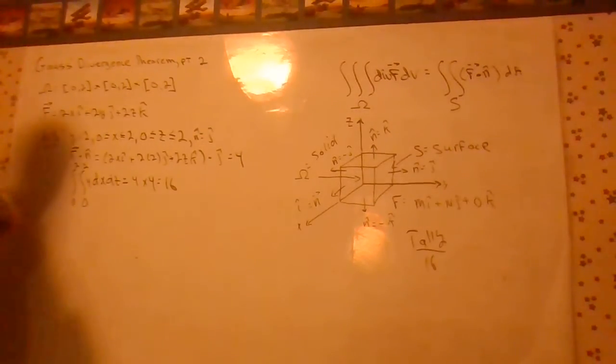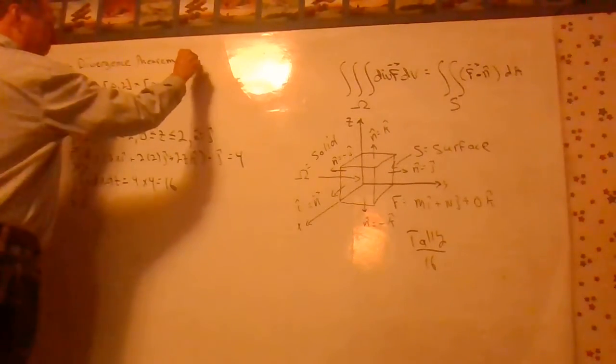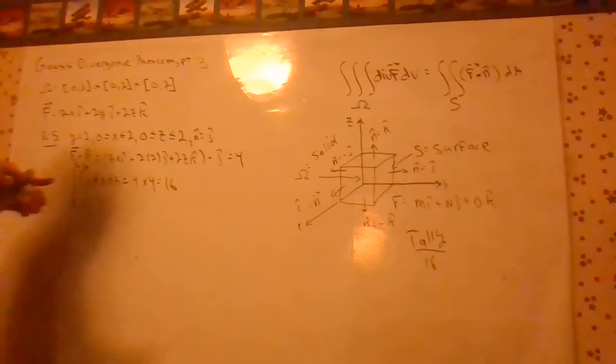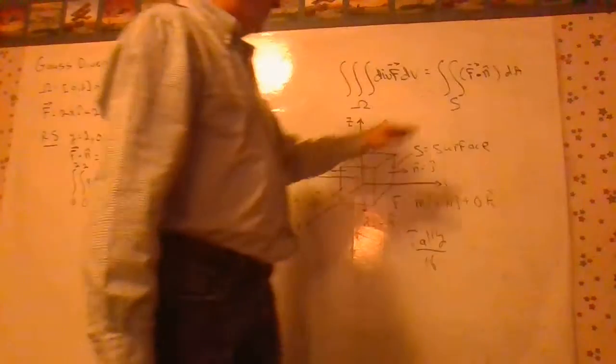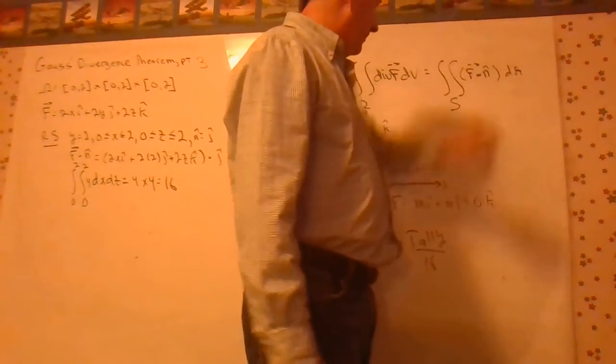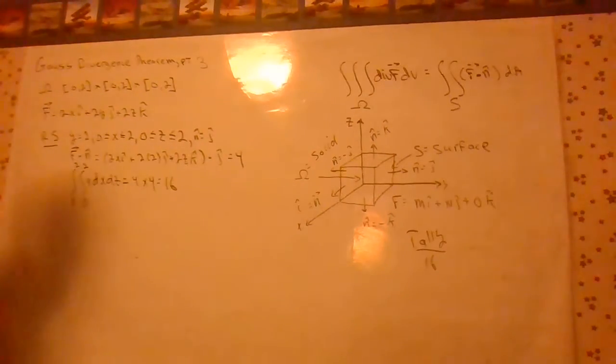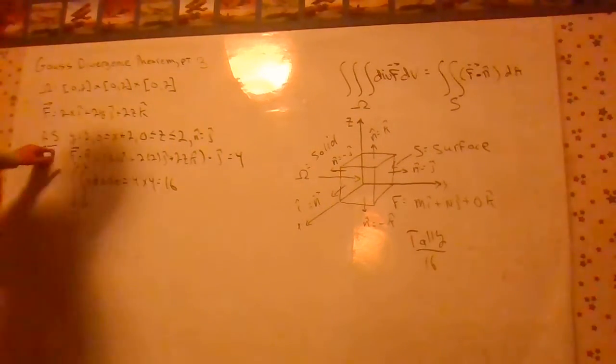Gauss's divergence theorem, part 3. Same solid, same vector field. Now what we want to do is evaluate this right side, F dot n dA, and we're going to evaluate it over 6 parts. I started off with the first part. We'll start with the right side.